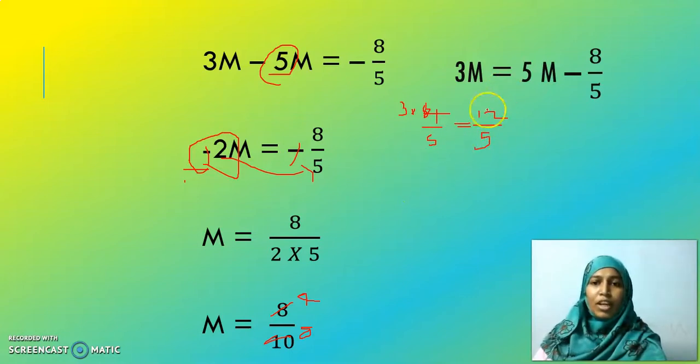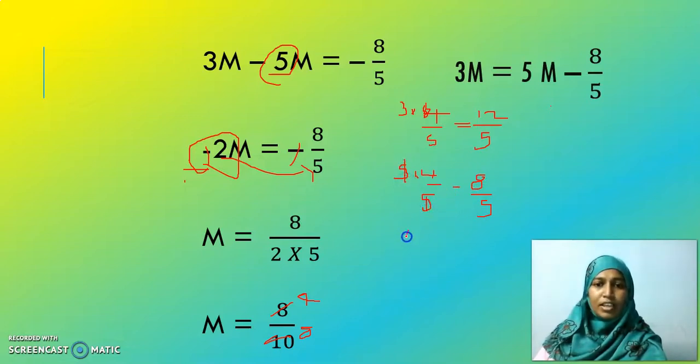Okay. Now what about RHS? I have 5m. What is m? 4 by 5, minus 8 by 5. Can I cancel this 5 and 5? Yes. So what will I get? 4 minus 8 by 5. Now what should I do? I have to do cross multiplication.